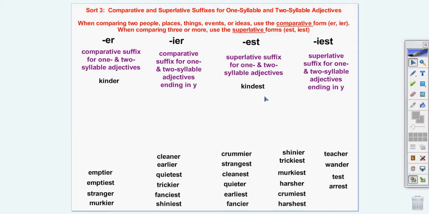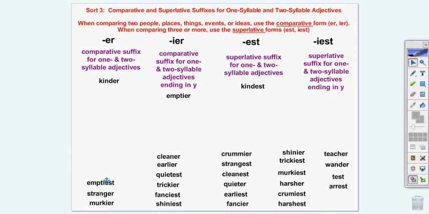As we go on, we can see emptier is made from the adjective empty, which is spelled E-M-P-T-Y. In that case, we're dropping the y before we add the I-E-R to make the word emptier. That's our comparative form of empty.